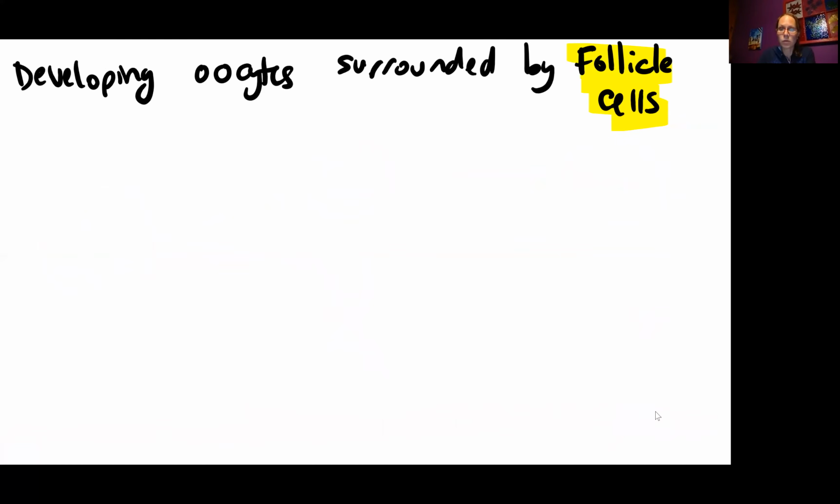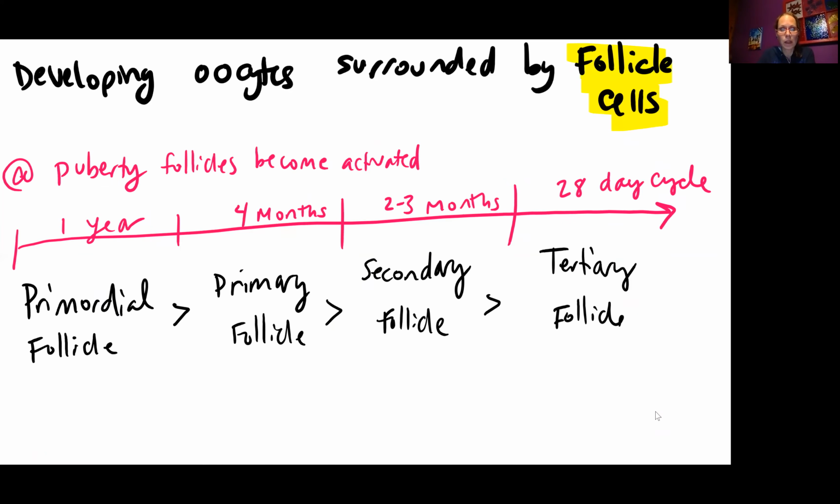Those developing oocytes, remember, are surrounded by those special types of cells called the follicle cells inside that ovary. We have follicles at different stages of development in the ovary, and we start to see that it's with the onset of puberty that those follicles become activated. So we're seeing not just a change in that primary oocyte finishing up meiosis 1, becoming a secondary oocyte, and then moving into metaphase 2, but we also see that the follicle is changing. So we have what's called a primordial follicle. Those are what you're born with. Primary follicle, secondary follicle, tertiary follicle.